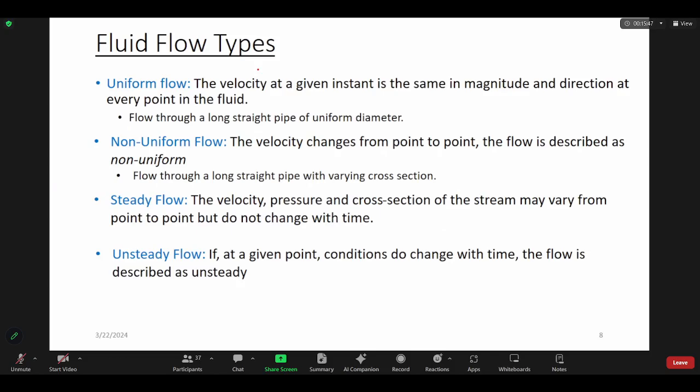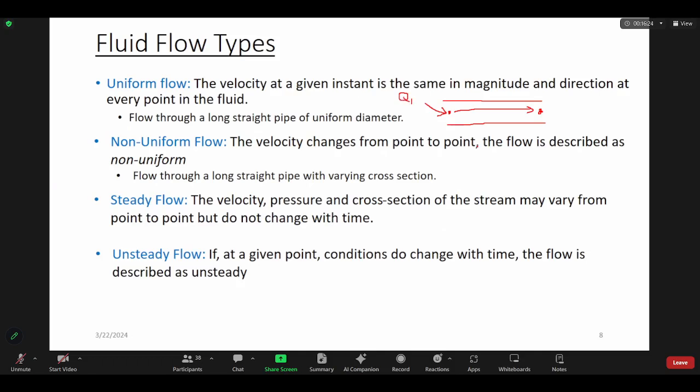Sorry, they do not change with distance. Okay, I will draw a pipe. Then I will consider a fluid particle, and this will move from this point to that point.